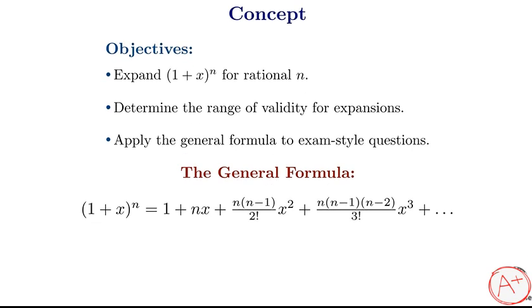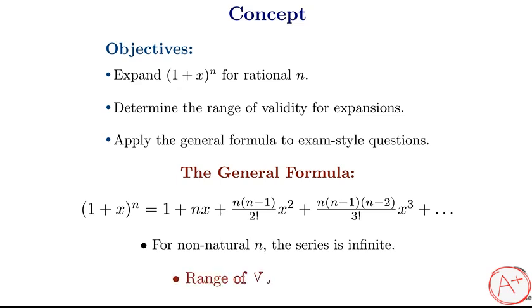When the power, n, is a negative integer or a fraction, the expansion of (1 + x)^n does not terminate. Instead, it produces an infinite series. For the series to converge, the absolute value of x must be less than 1. This is known as the condition for convergence, or the range of validity.